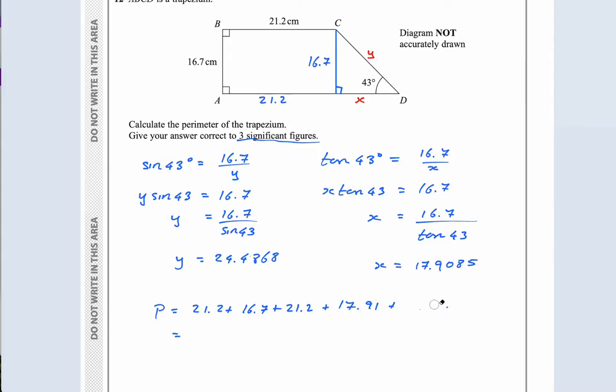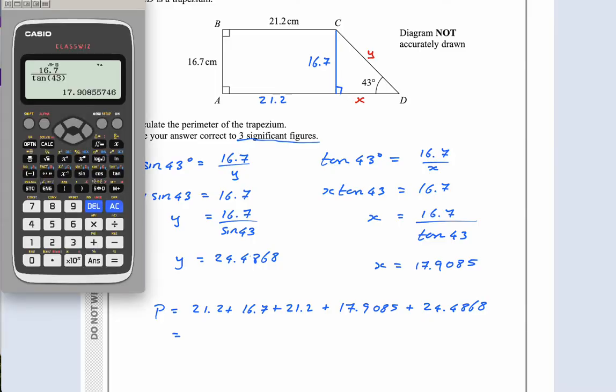It's most likely, guys, I would still have got full marks for that, but let's just be extra correct. My x is 17.9085, and my y is 24.4868.